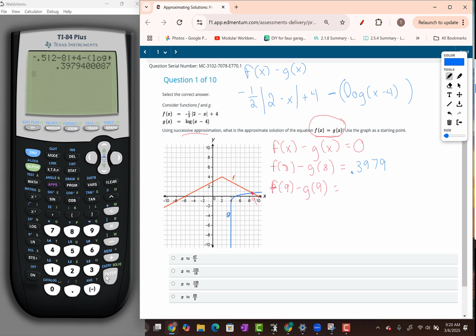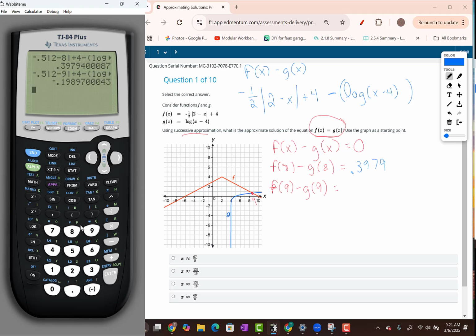The more decimals you write out, the better. We'll write out 4. Rather than retype the whole thing, I can hit second enter, and it will recall this equation, and I can just go back and replace the 8 with a 9, because 9 is the upper bound. And we get -0.1989.